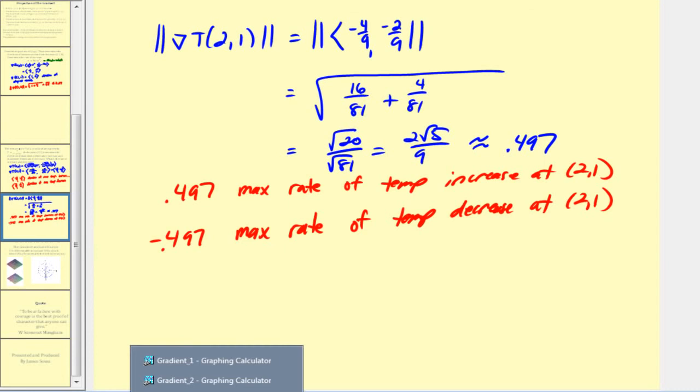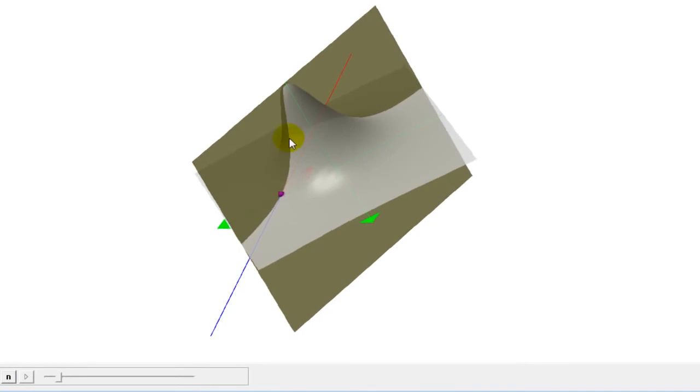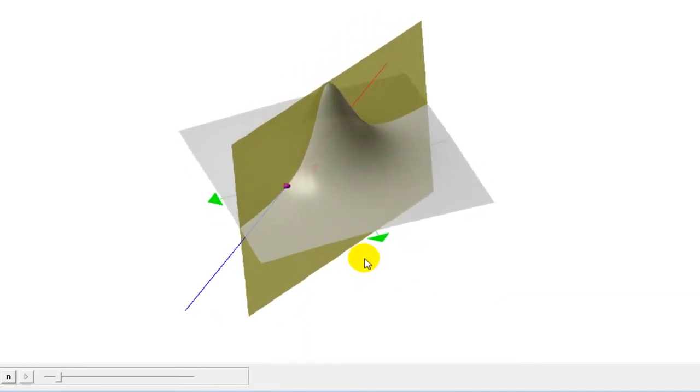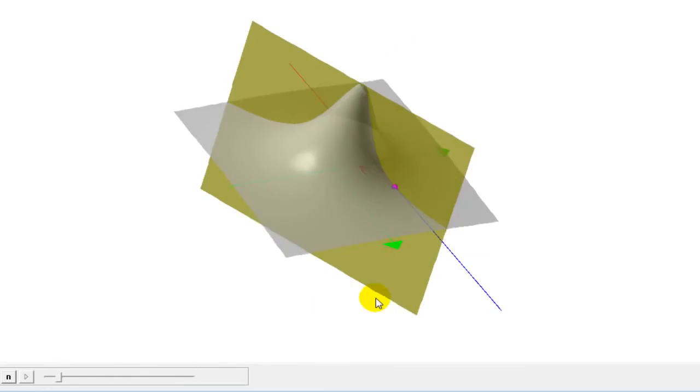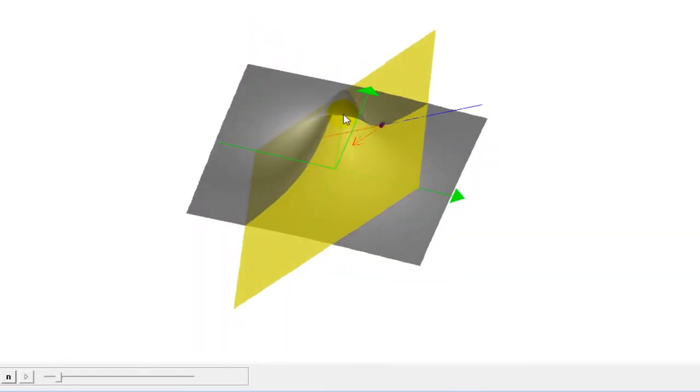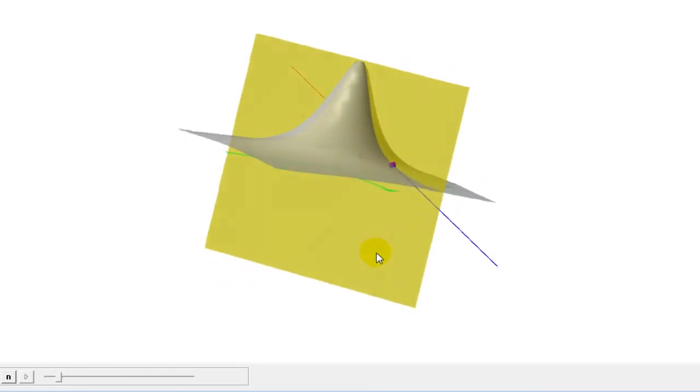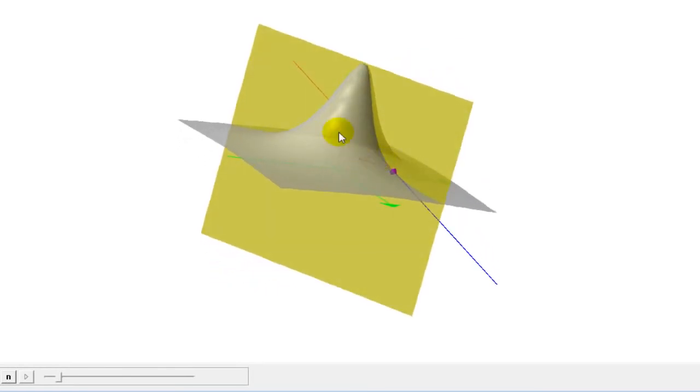Let's take a look at this graphically. In gray we see the surface, in purple we see the point 2,1. Here we see the gradient vector in red, again pointing in the direction of maximum increase or maximum ascent. So the slope of that red tangent line, as we see here, represents the maximum rate of increase, which was approximately 0.497. And then moving in the opposite direction, this would be the direction of maximum rate of decrease in temperature.